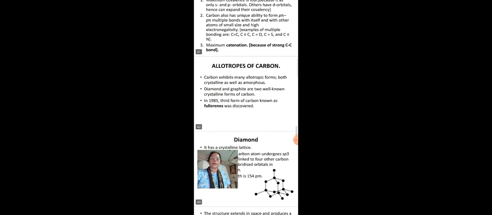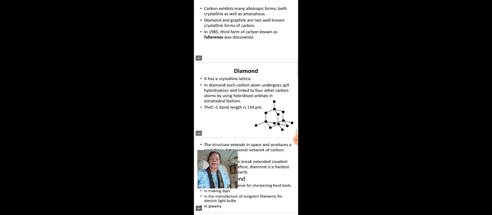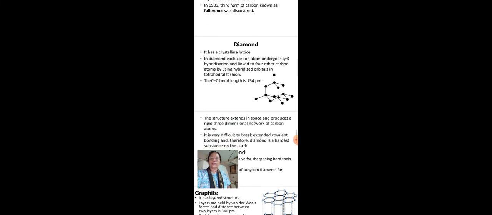Allotropes of carbon. Carbon exhibits many allotropic forms, both crystalline as well as amorphous. Diamond and graphite are two well-known crystalline forms of carbon. In 1985, a third form of carbon known as fullerene was discovered, and it is highly elaborated. Diamond has a crystalline lattice structure.